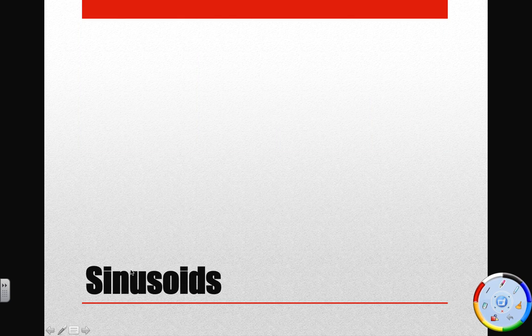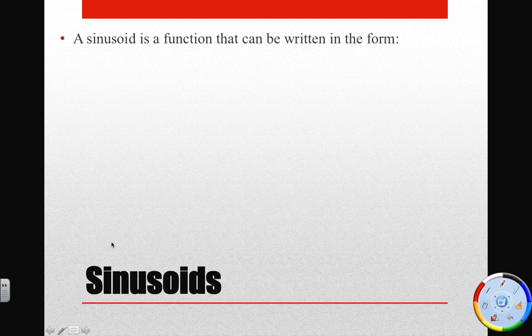This word here, if you want to pronounce it, is sinusoid. And a sinusoid is a function that can be written in this form: A times the sine of (bx plus c) plus d. Now, the reason I'm putting A, B, C, and D in the color red is because they affect the graph in different ways. We are going to start with the parent function, just sine of x.